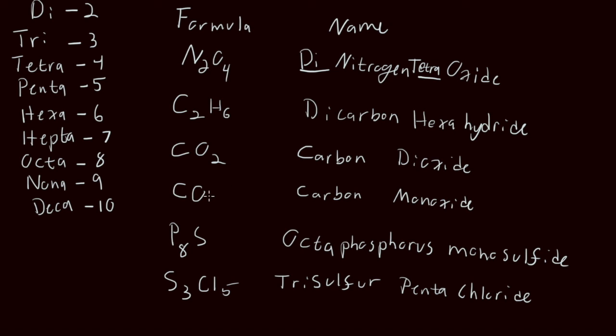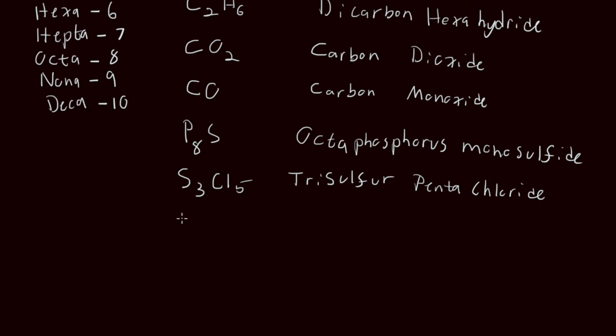So in covalent bonding, we're going to be using the molecular formula. And that contrasts with ionic bonding, where we're going to use the empirical formula, where we're going to be focused on the ratio between those elements. Where in covalent, we are focused on the exact number of that atom that's in that compound.